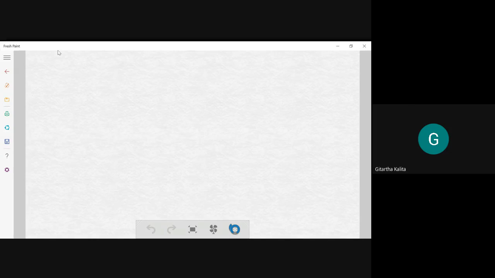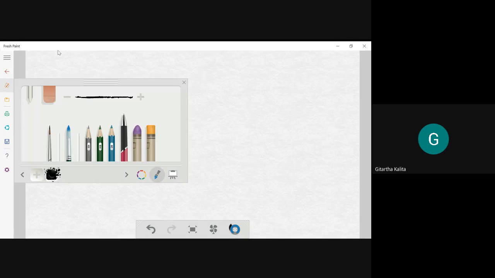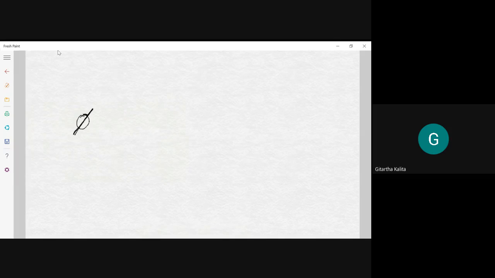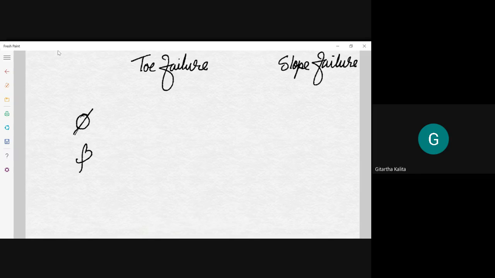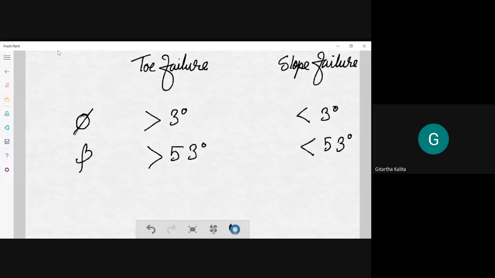So there are some ranges for phi and beta, for toe failure and for slope failure. Phi is the angle of internal friction. For toe failure, phi should be greater than 3 degrees and beta greater than 53 degrees. And for slope failure, phi is less than 3 degrees and beta is less than 53 degrees. Please write it down. This is very important.